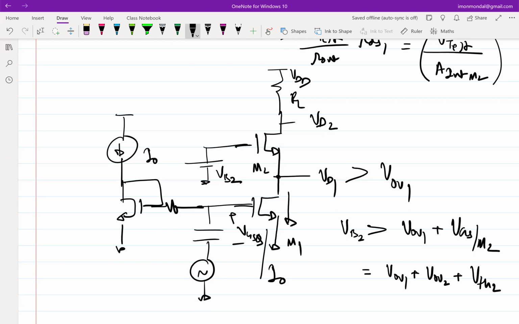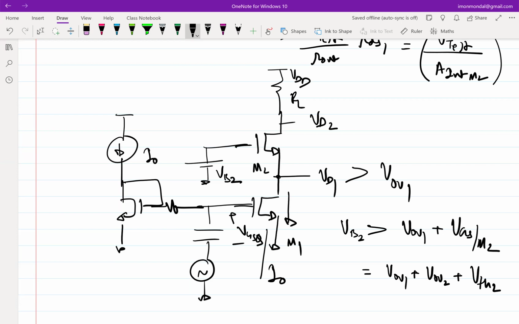If you are saying that if I increase VB2, why do you say VGS is changing? I can say that VG is changing. That I can say. Why do you say VGS is changing? You cannot conclude whether VGS is changing, right? So when you say VGS is changing, that means the current is changing.